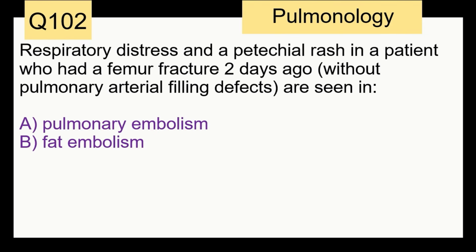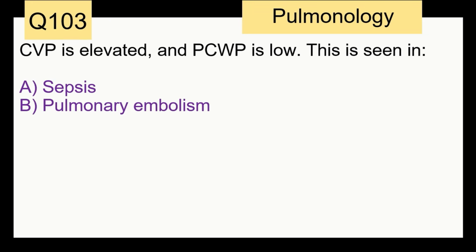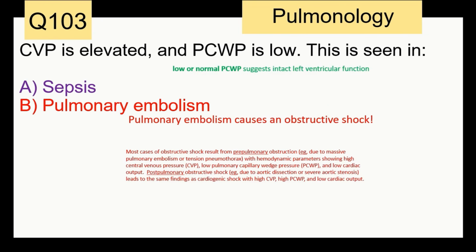102. Respiratory distress, petechial rash: fat embolism. It can occur following fracture of large marrow-containing bones. There's a triad of respiratory distress, neurologic dysfunction, and petechial rash. But this rash is only present in less than half of cases. 103. CVP is elevated and PCWP is low. This is seen in pulmonary embolism. It can cause an obstructive shock, so we have a low or normal PCWP because there's intact left ventricular function.